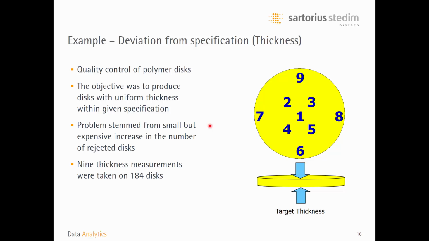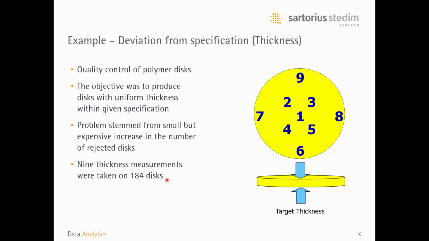The objective here was to produce discs with a uniform thickness within a given specification. The problem for this manufacturer of the polymer discs stemmed from the fact that there was a small but very expensive increase in the number of rejected discs. The data set has the 9 thickness measurements as variables, and then we have 184 polymer discs, 184 rows in the data table.